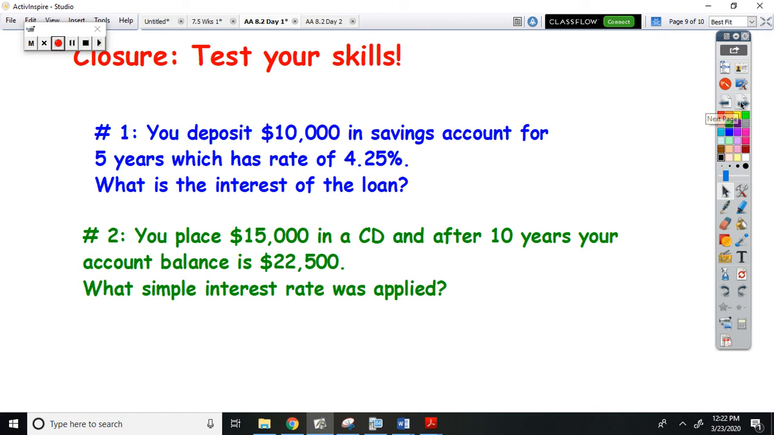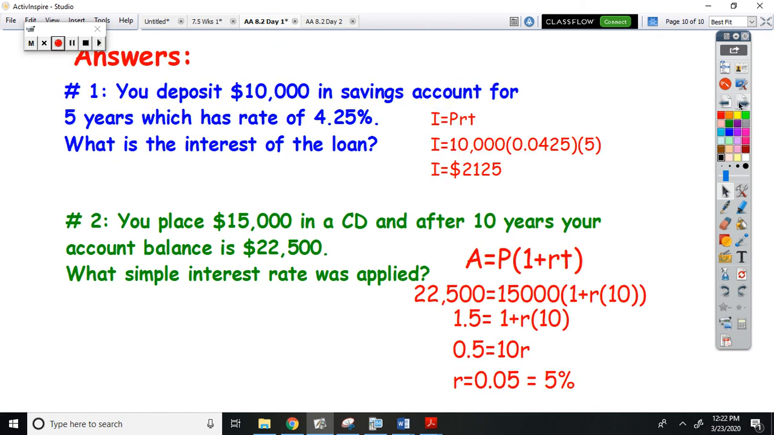And then the answers to our closure should be as follows. The answer to number 1 was 2,125, and the answer to number 2 was 5%, and I have my work shown there.